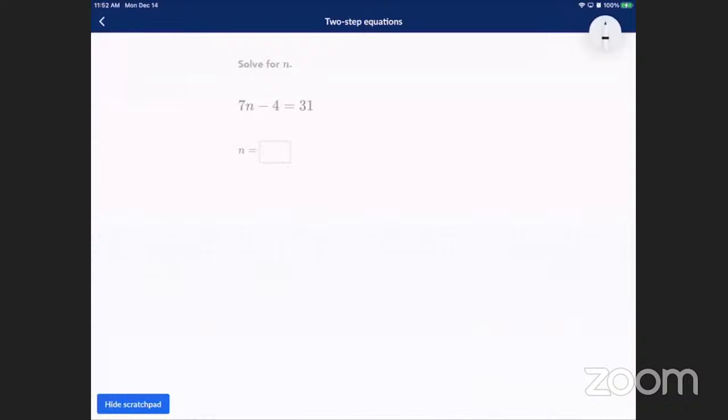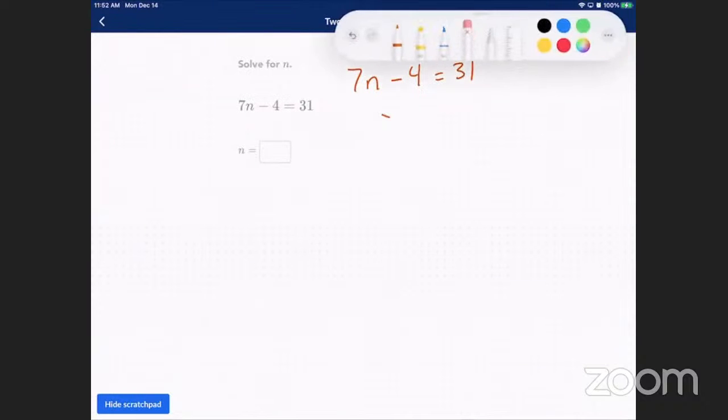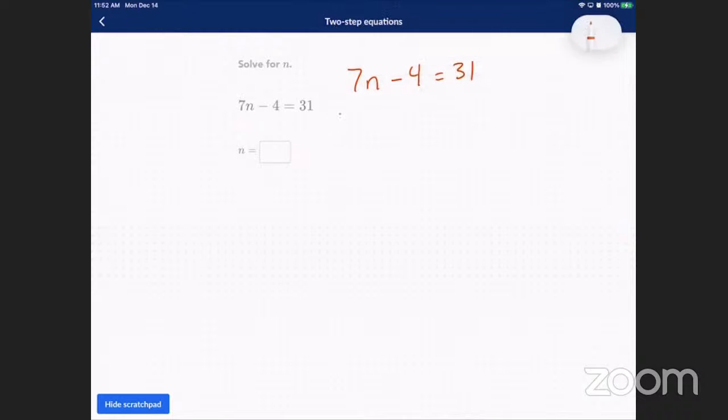We have 7n minus 4 equals 31. And what happens is that, 7n minus 4 equals 31. We're going to do the same thing we did before, where we're trying to get n by itself. So we're going to say, I think it says solve for n.